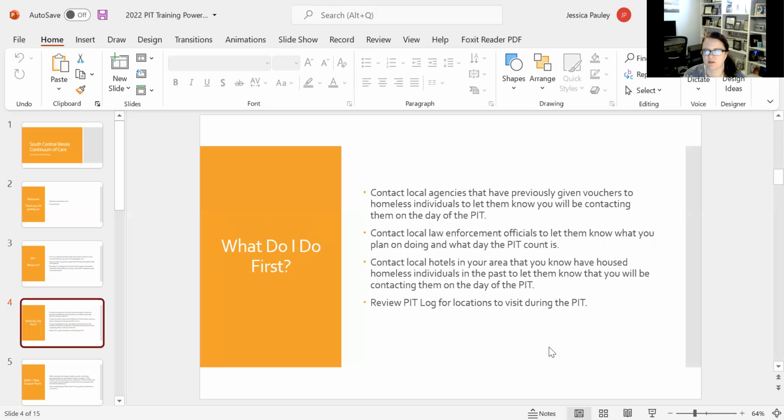This helps the law enforcement officials know that if they see you out canvassing, or if they get a call from someone letting them know that you're driving around at that time of night, just kind of what we're doing. It just helps facilitate that. We'd also like you to contact your local hotels in your area to have them let you know if they've housed anybody that is homeless during the day of the PIT. Also, you can review your PIT log for locations to visit during the point-in-time count.